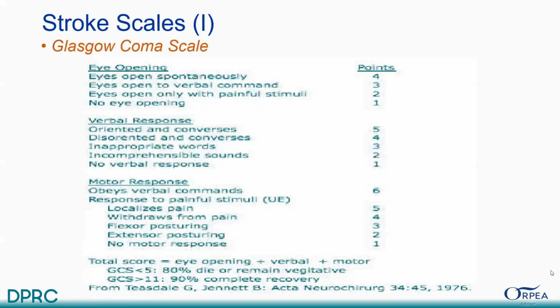Stroke scale. As we know, we use the Glasgow coma scale for the patient with a stroke. Here we are looking at three points: the eye opening, the verbal response, and the motor response. We will talk about that later in the second part, on the management of stroke patients in the subacute and chronic cases.